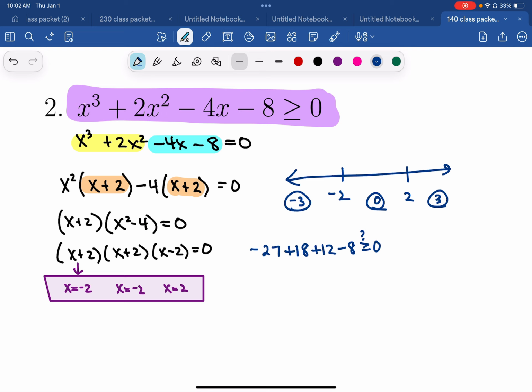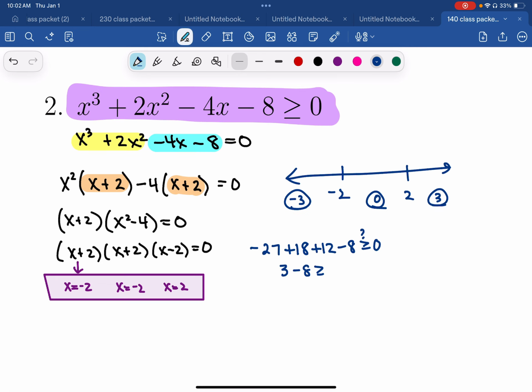If I take the 18 and the 12 and add them together, that's 30. 30 plus negative 27 is positive 3. 3 minus 8 is negative 5. And so that's just not a true statement. And that means that first interval is not part of our solution. That was for x equals negative 3.